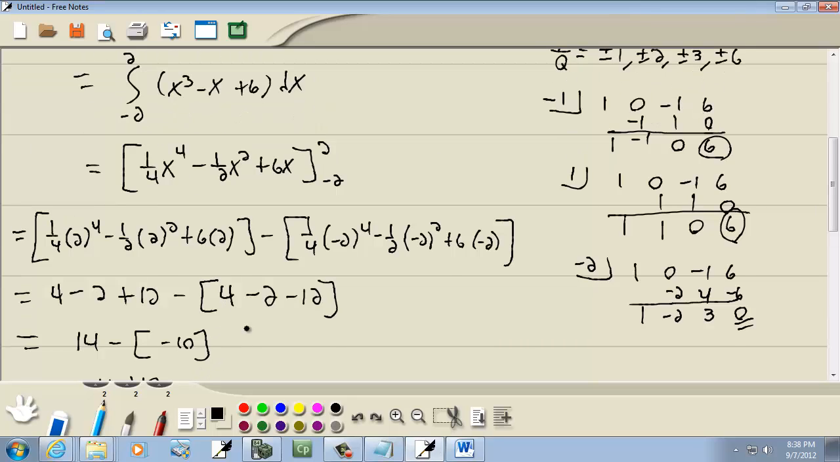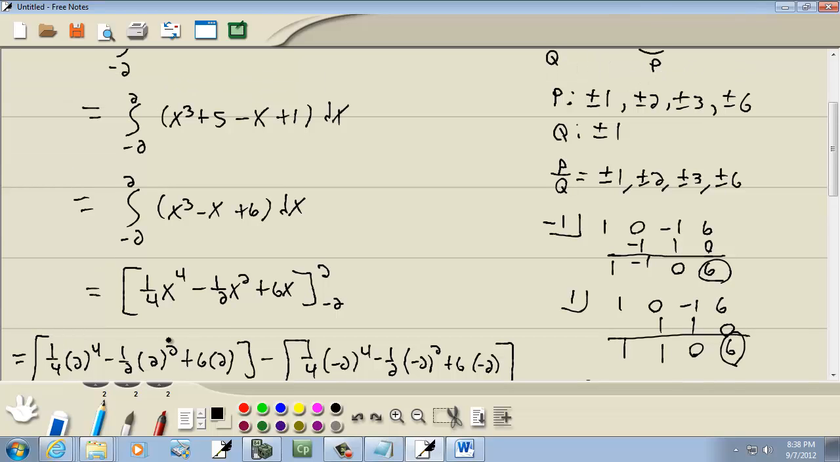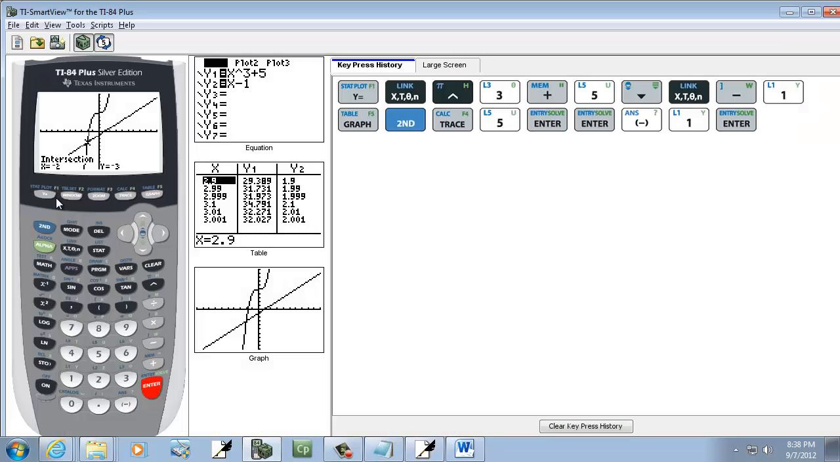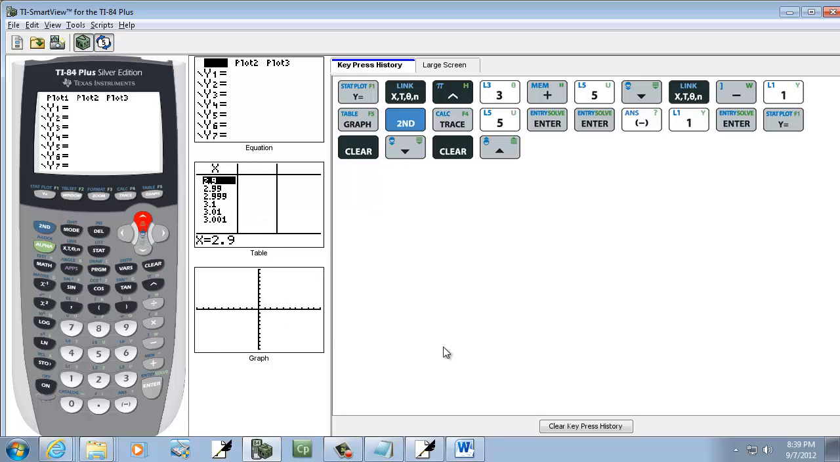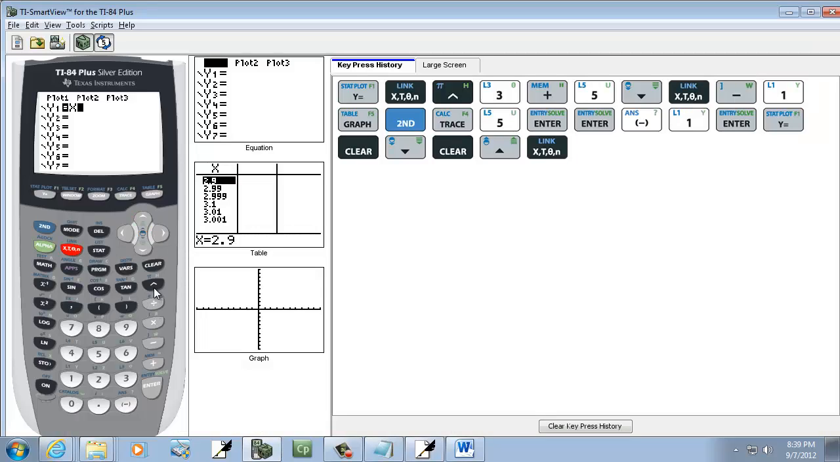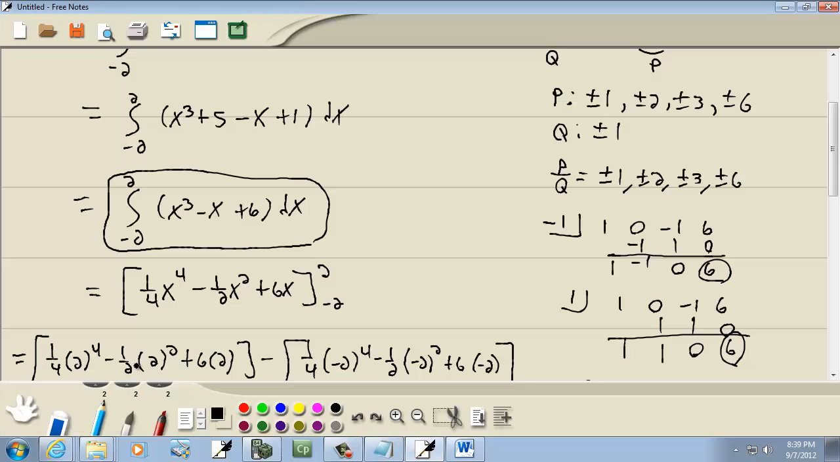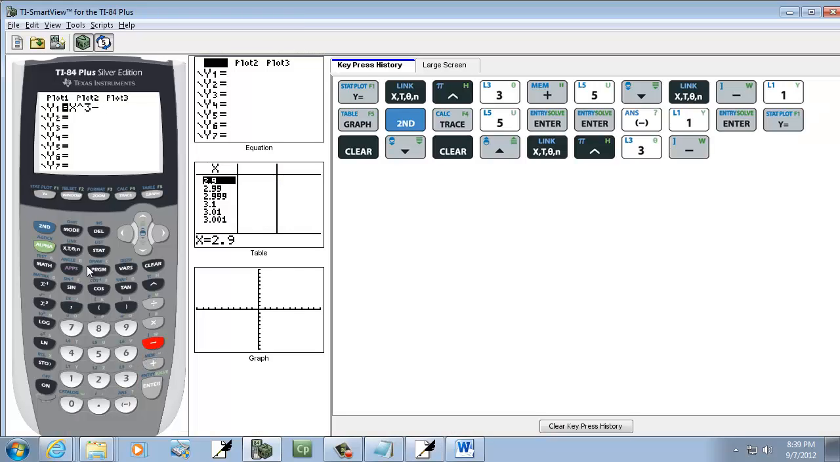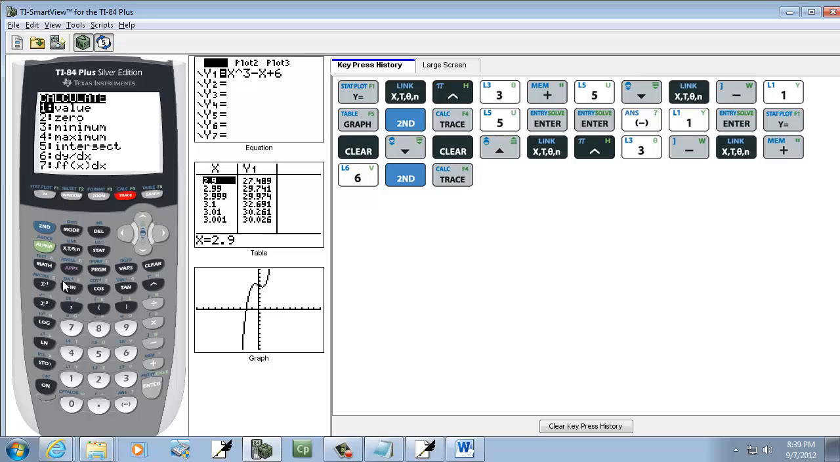Now, I like to do things by hand, but at the point where you get set up right here, if you want to use the calculator, if it gives you an exact answer, I'm happy with that. So if I come over to my calculator, let me clear out y1 and y2. So on y1, I'm going to put in x to the third, so x caret 3, minus x plus 6. And then we'll do second trace. And we want to choose the integral, the seventh one.